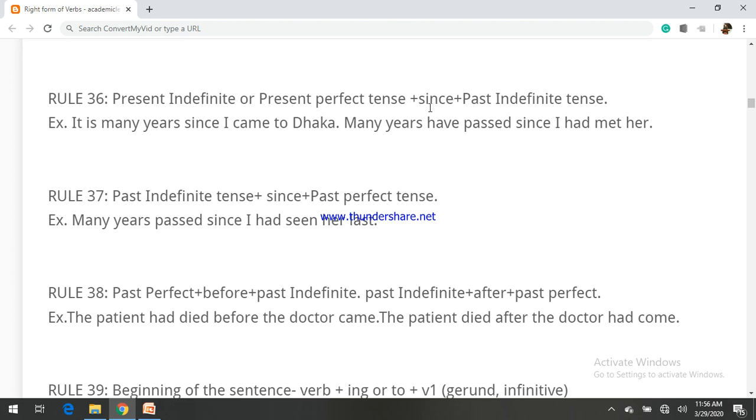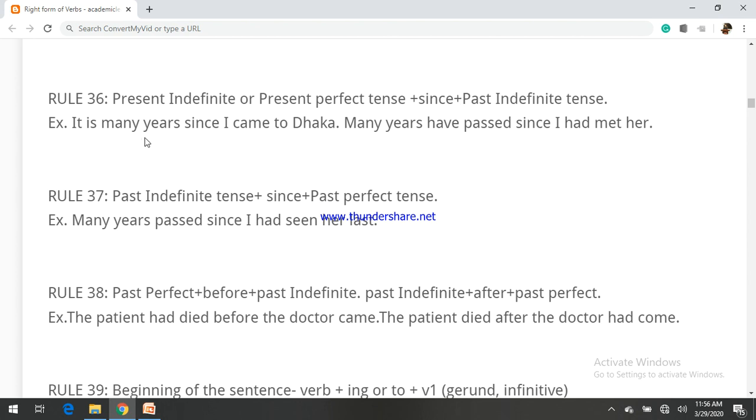Since or for. These are the rules from tense. Present indefinite or present perfect tense plus since. If there is since inside the sentence, then before since you have to use present indefinite or present perfect, and after since you have to use past indefinite tense.